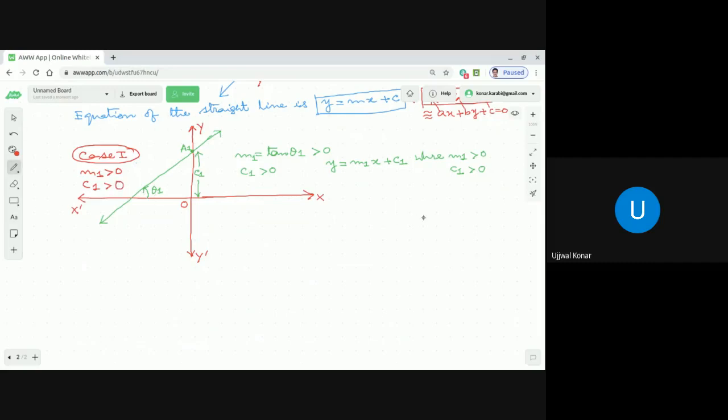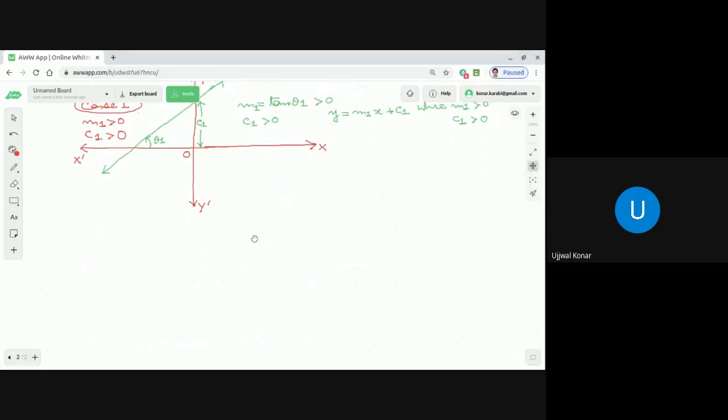Okay. Now let's come to the second case, where we want to see the case of m1 less than 0 but c1 greater than 0. So what kind of straight line should be formed? Let me first construct the coordinate axes, dear students. So this is our coordinate axes, x.